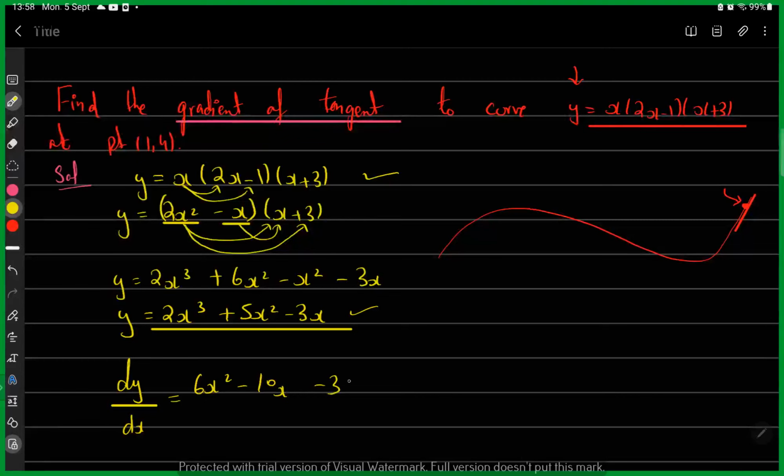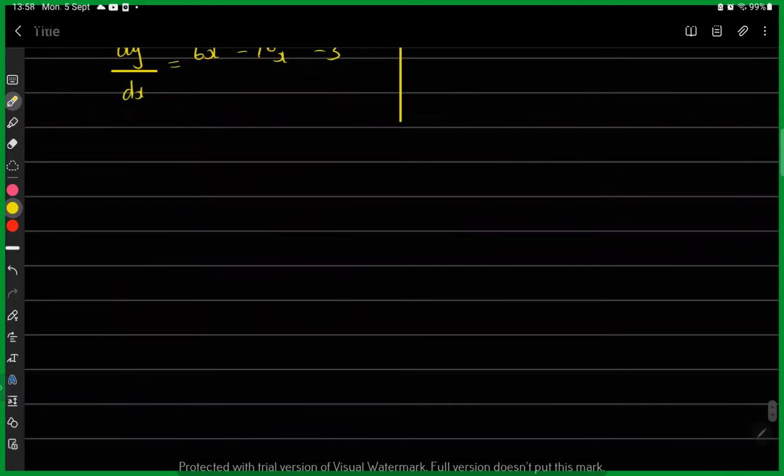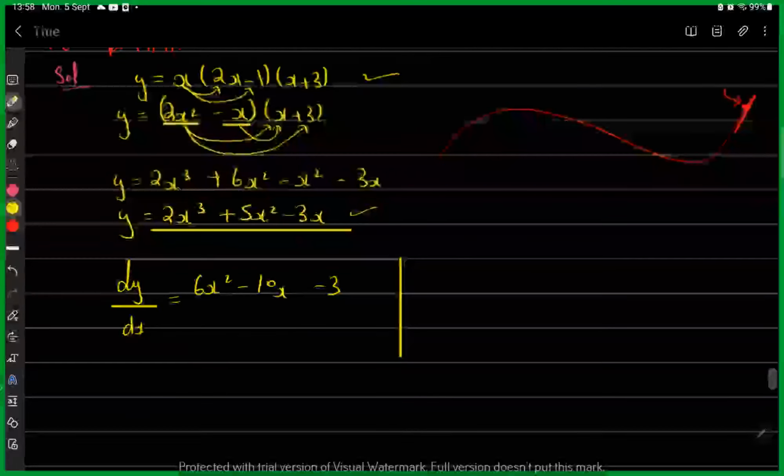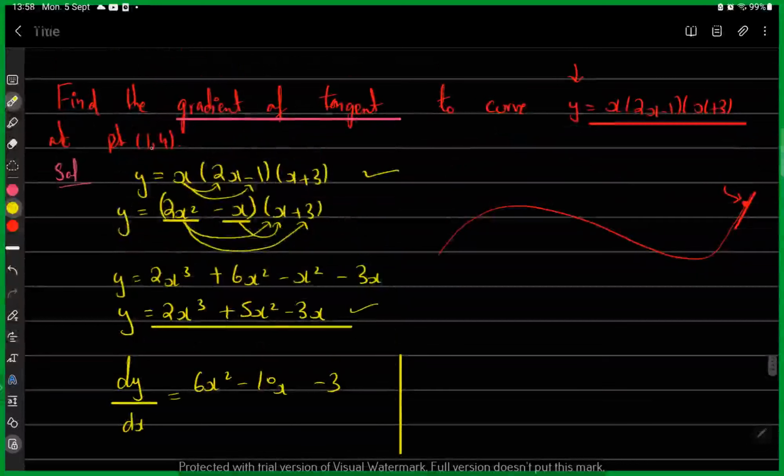Okay. And what is going to be the gradient of the tangent at this point? That is going to be 13. Yes. Very good. Okay. So we have a curve.